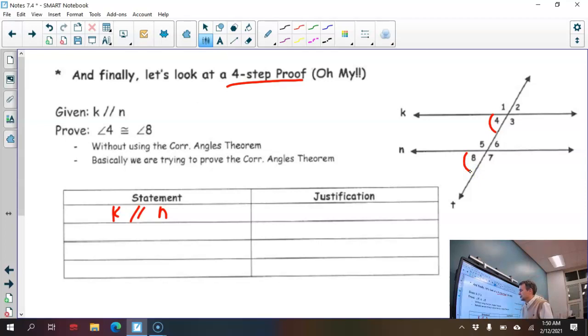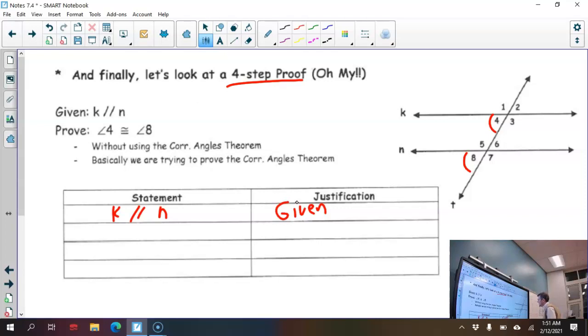Now, I do know it's true because the corresponding angles theorem says it. But what I'm actually trying to prove here is the corresponding angles theorem. I told you we could prove a theorem is true. And this is one we're going to prove. We're going to prove that this is true without using the corresponding angles theorem. You can't use the corresponding angles theorem to prove itself. That's not legal. So, how am I going to do it?